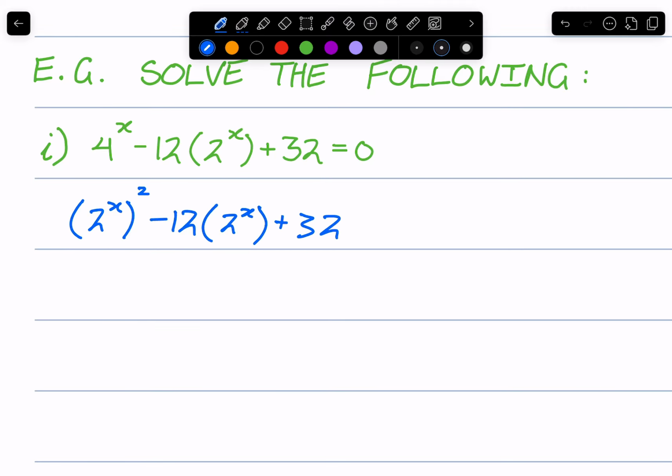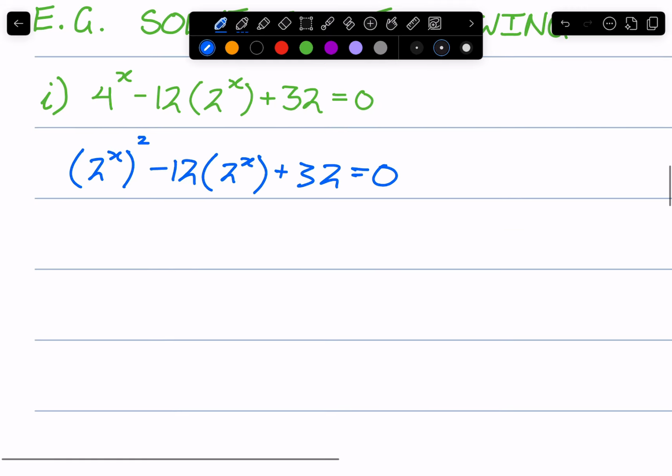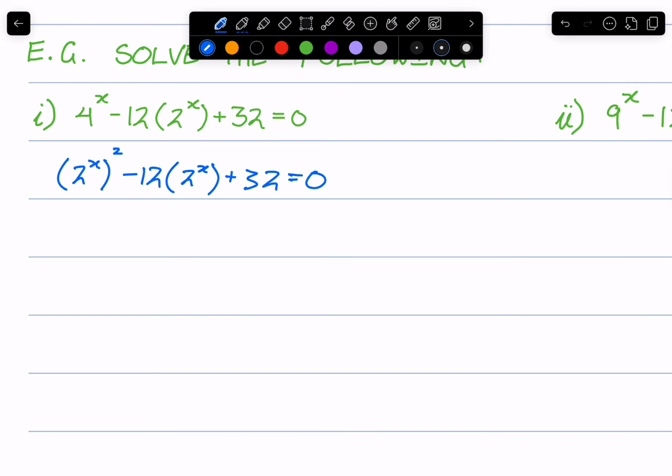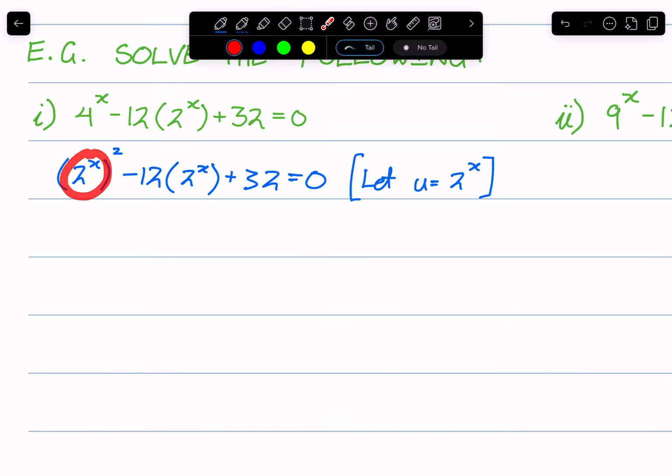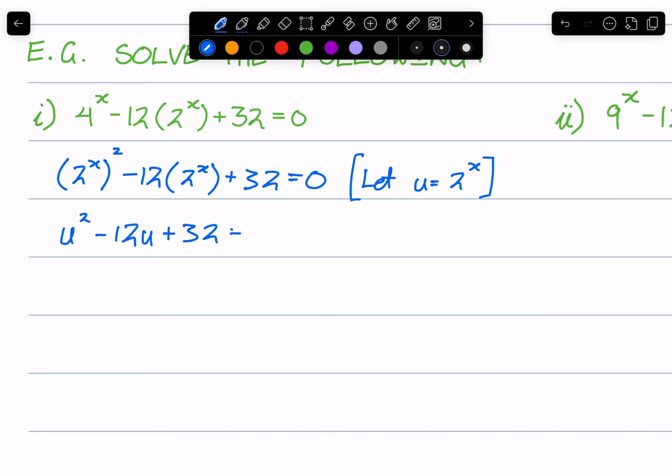it makes it more obvious to do a u substitution. So in this case, I'm going to let u equal 2 to the power of x. Because now, this is going to become u. This becomes u squared minus 12u plus 32 equals 0.